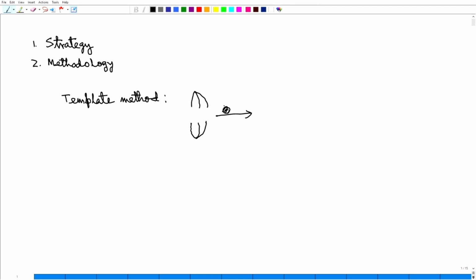So, if I put a template, then both these tripods will come together, the template will bring them together. The template will come here and they will react. When they are close, they will react and I will get the desired cryptand. So, this was the idea.